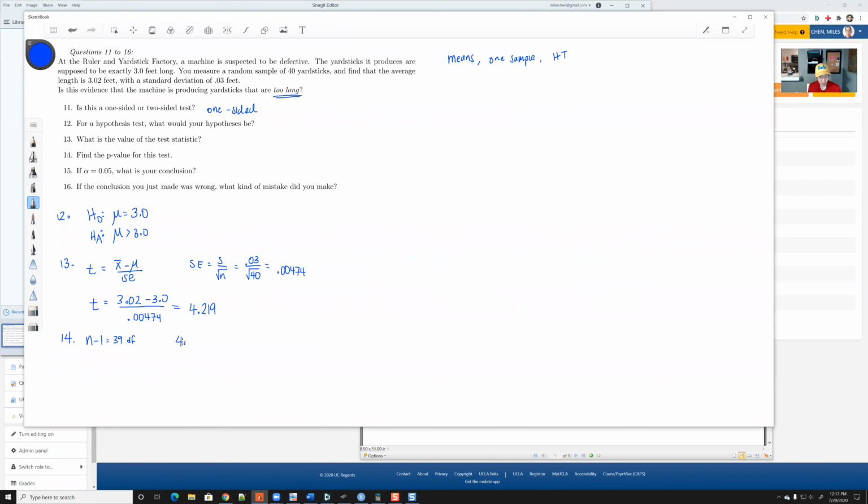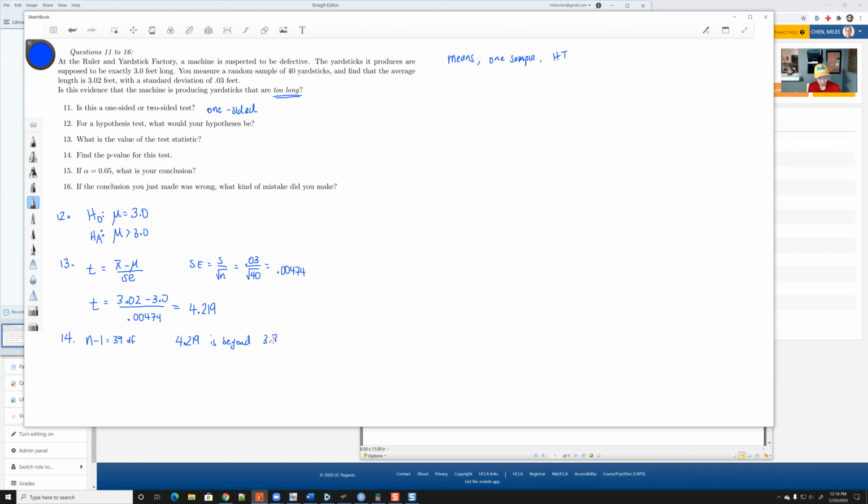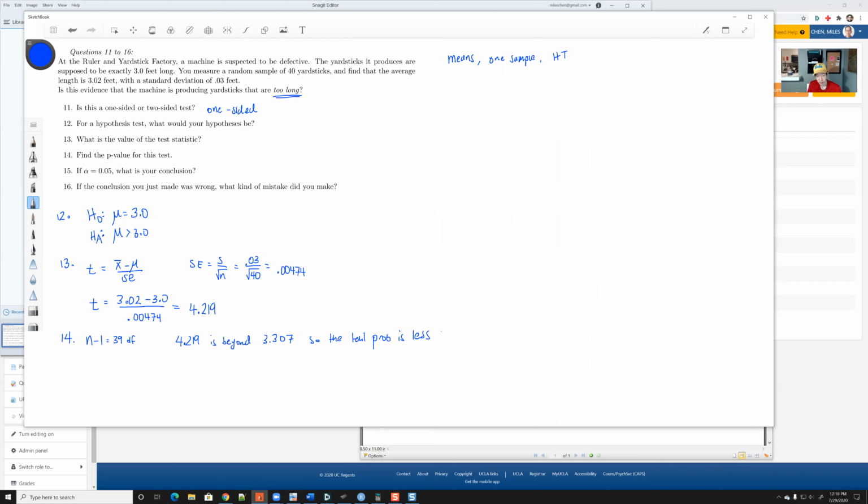So 4.219 is beyond 3.307. So the tail probability is going to be less, right? Because remember, this is how much is left over in the tail. And as we get farther and farther away from 0, we're going to have less and less in the tail. So our tail area is going to be less than the column heading of 0.001.